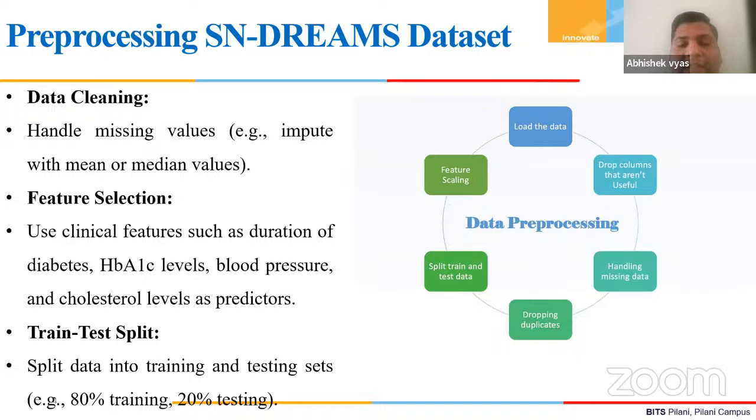Then we divide the data set into training and test data sets. We have taken 80% of the data set as the training data set, and with the remaining 20% we will be testing our ML model.